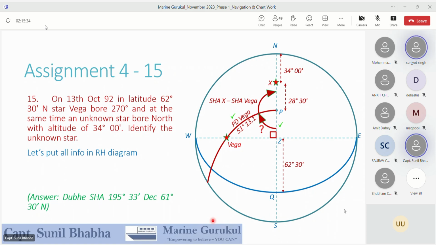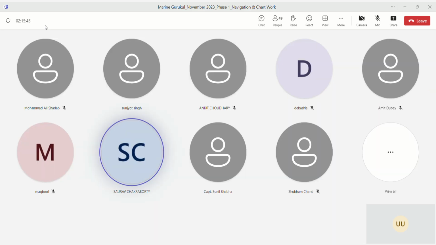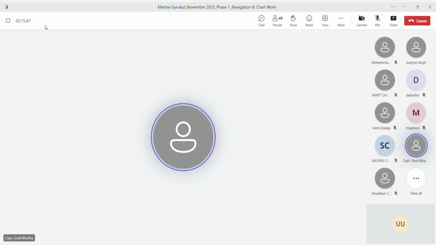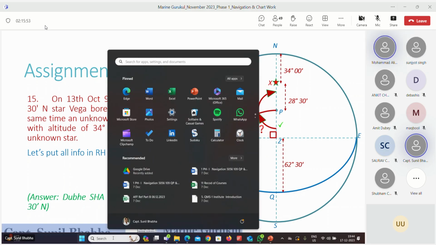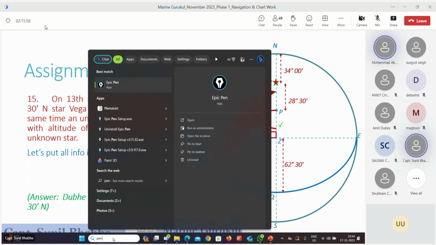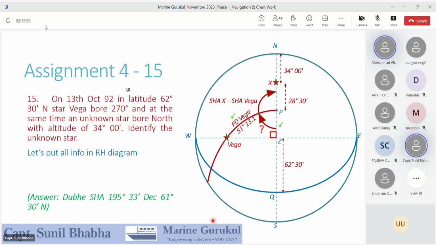So, sir, how did this SHA come into the picture? Okay, I'll show you. Let me make a new diagram here and show you. Just a minute. So this difference of R angle will be the same for SHA, LHA, GHA, whatever we consider, right, sir? That's right, beta. Its position will be the same. It will be the same.